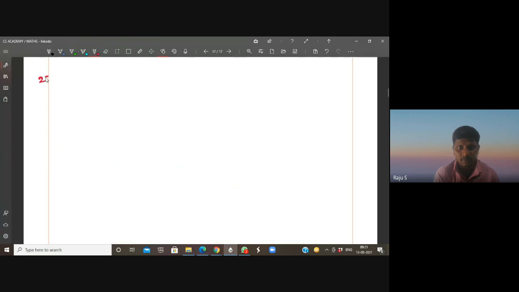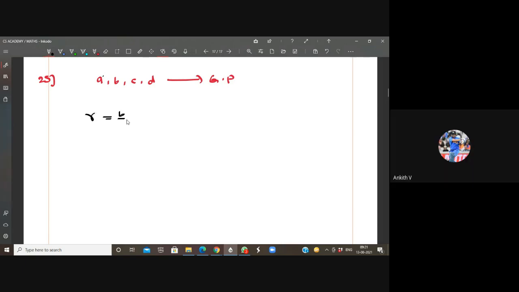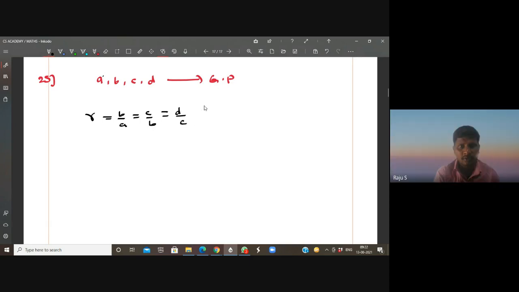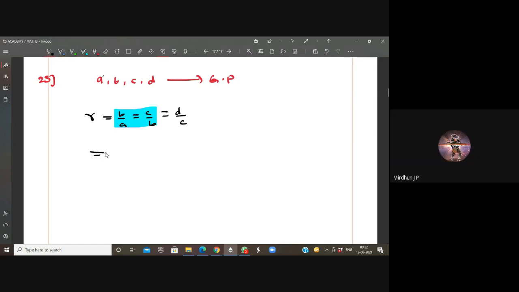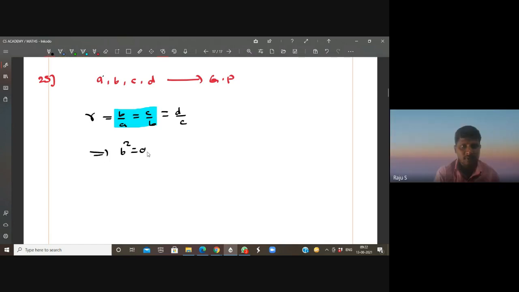See, students, what are the terms given in GP? A, B, C, D is in GP. GP is nothing but what is the common ratio? Common ratio is B by A, C by B, D by C. When I take the first two, B square is equal to AC. This is the first equation.